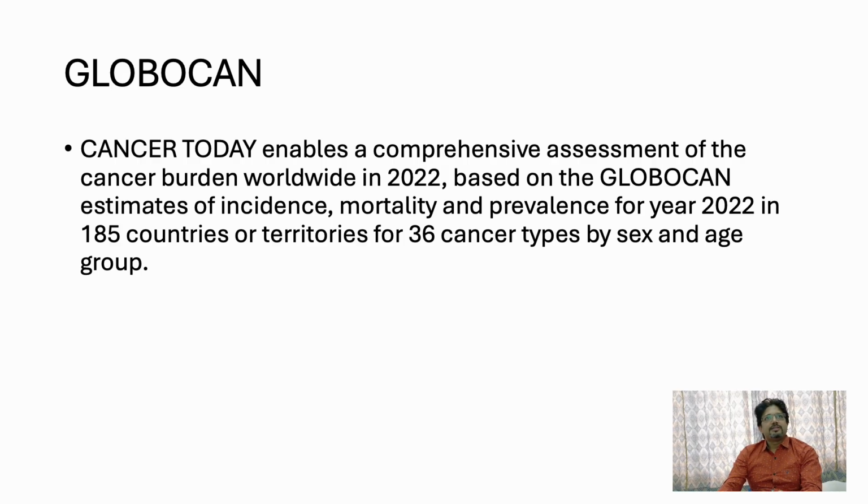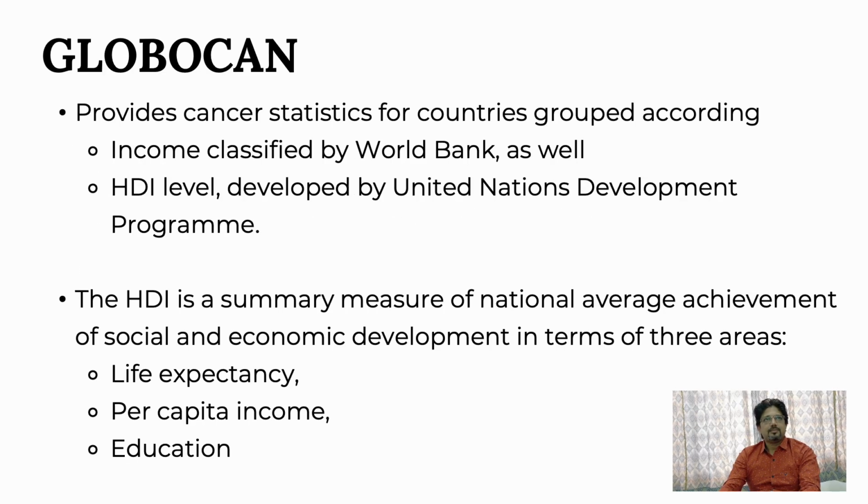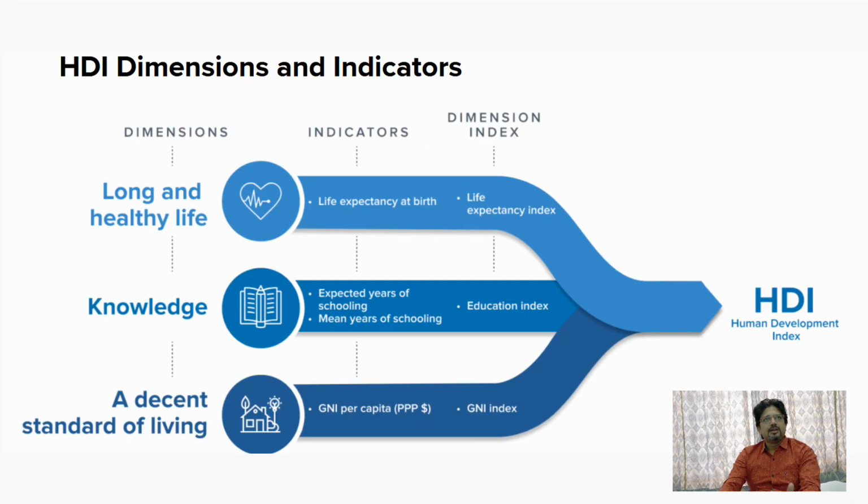GLOBOCAN mainly gives information on 185 countries and includes around 36 cancer types. For the GLOBOCAN data, they generally use income-based classification by the World Bank, and the HDI, the Human Development Index, which is developed by the United Nations Development Programme. The HDI includes a long and healthy life, knowledge, and a decent standard of living, that is, life expectancy, knowledge, and per capita income.